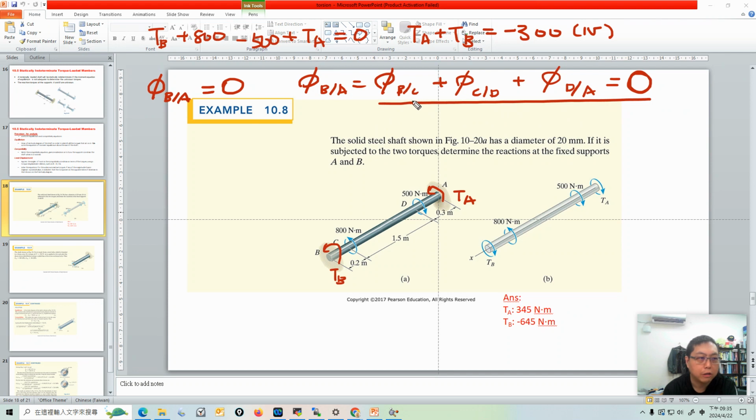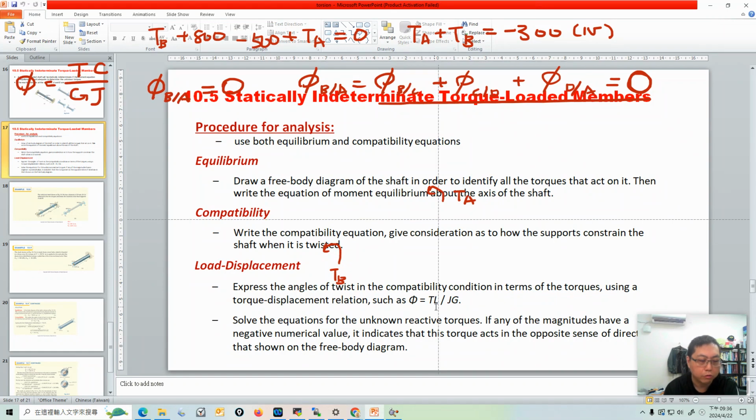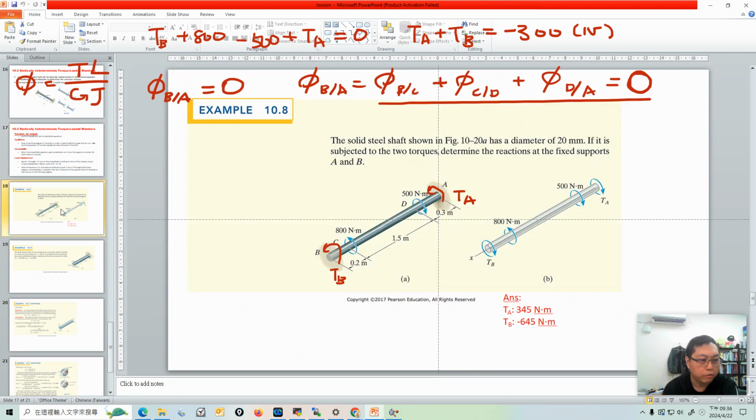And for this equation, do you remember the formula for the angle of twist? The formula is TL over GJ. Let's look at the previous PowerPoint. Sorry, TL over GJ, that's the formula for the angle of twist. I think we talked about this in the torsional loading.